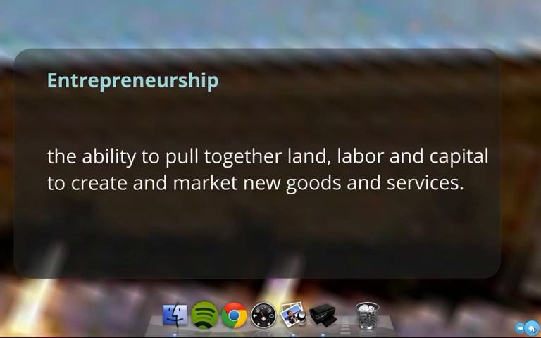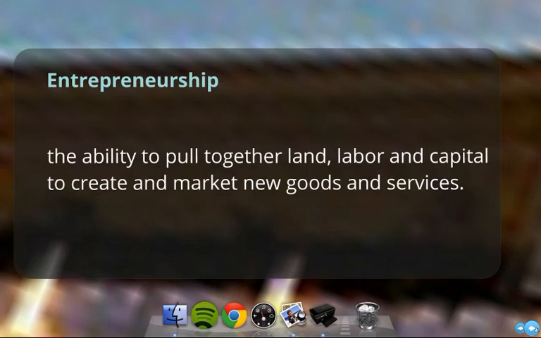However, as I said, you may have the best land, the best labor, and the best capital, but if you don't have a new idea or a new way to put this land, labor, and capital together and market it to the public, then all those things won't do you any good, because you must be innovative. You must have something that people want in order to be successful.